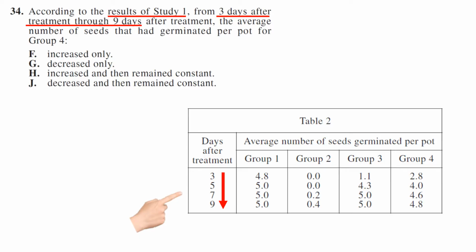The average number of seeds that had germinated per pot for group 4, so let's put our finger on group 4. Okay, what did they do? The average number goes 2.8 to 4, 4.6 to 4.8, so it increased only. F.